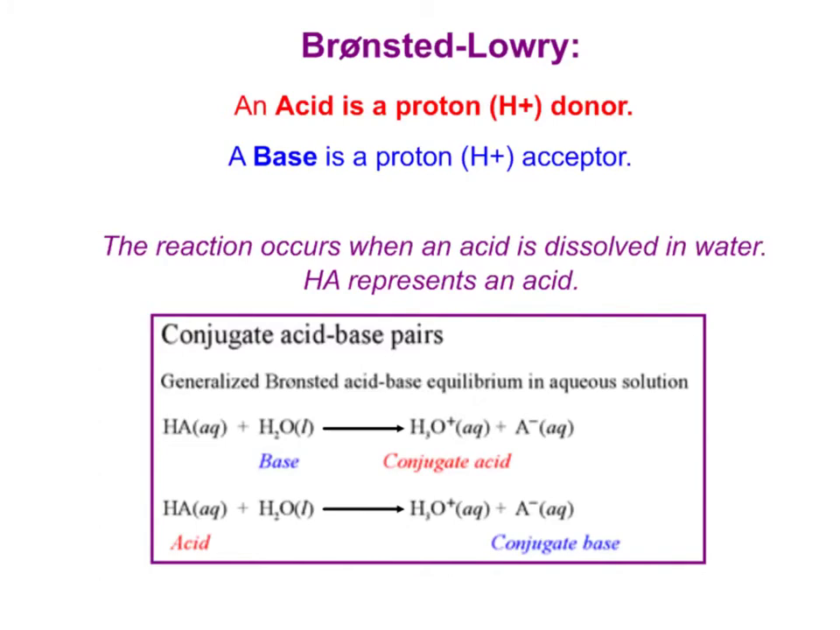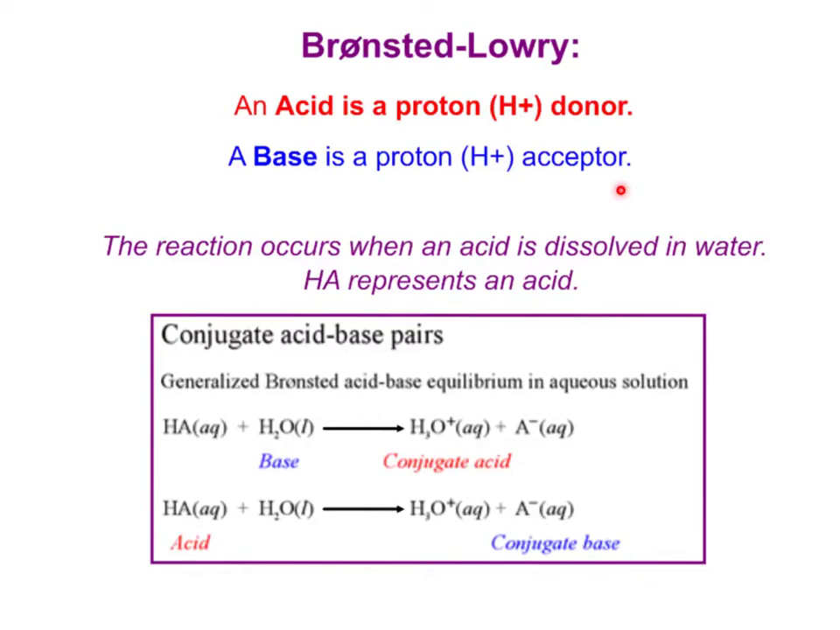So in the early 1900s, a couple of scientists, a Danish chemist named Johan Bronsted, and that's where we get the Bronsted part of this, and an English chemist named Thomas Lowry came up with another model, another way of thinking about acids and bases, and we call it the Bronsted-Lowry model. And that is when an acid is defined as a proton donor, and the base is defined as a proton acceptor. So this is a little bit different. Obviously, we can now have bases that don't have to have a hydroxide ion in them.